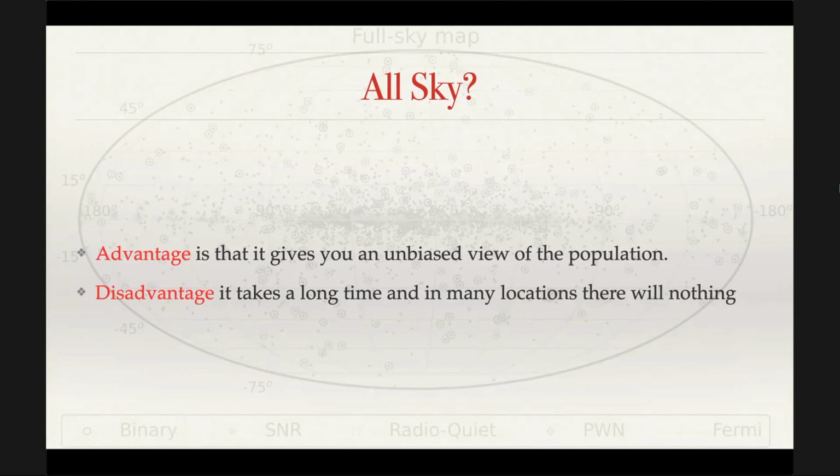We can go all sky. We can try and do a pulsar search across the entire sky. The advantage of that is that it gives you a completely unbiased view of the population of pulsars in the galaxy, so it's a really good thing to do if you can. The disadvantage is that it takes a long time, and in many locations you'll find nothing. So are you optimally using your telescope time when you plan your survey? Because a lot of the time you're just pointing where there's very little chance there'll actually be a pulsar.